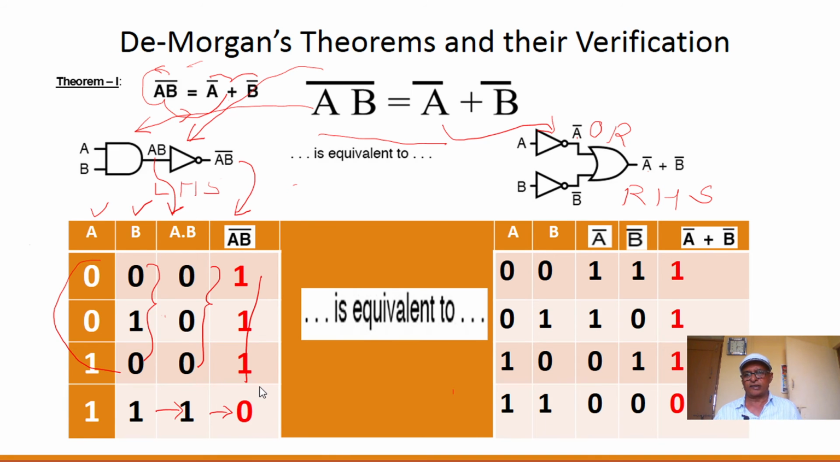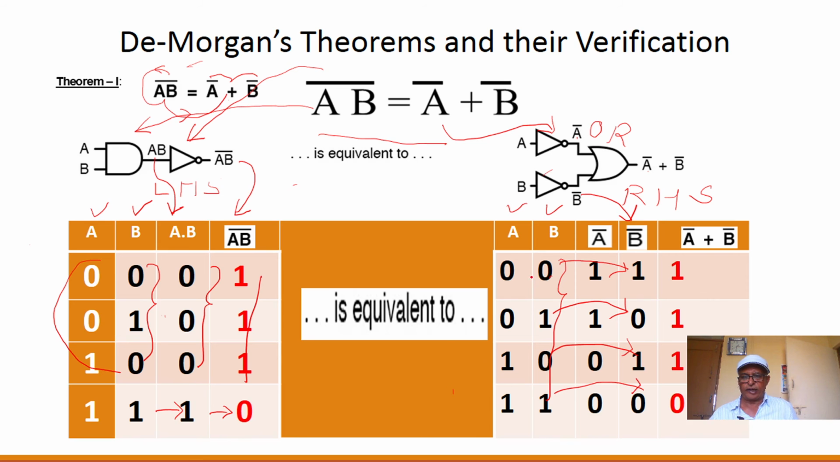Now let us consider the right hand side. In this right hand side the inputs are A and B. A is one input, B is another input. We consider all possible combinations: 0 0, 0 1, 1 0 and 1 1. Here the intermediate states, we can consider this as B bar. So B bar means let us consider the combination. Complement of 0 is 1, and complement of 1 is 0.